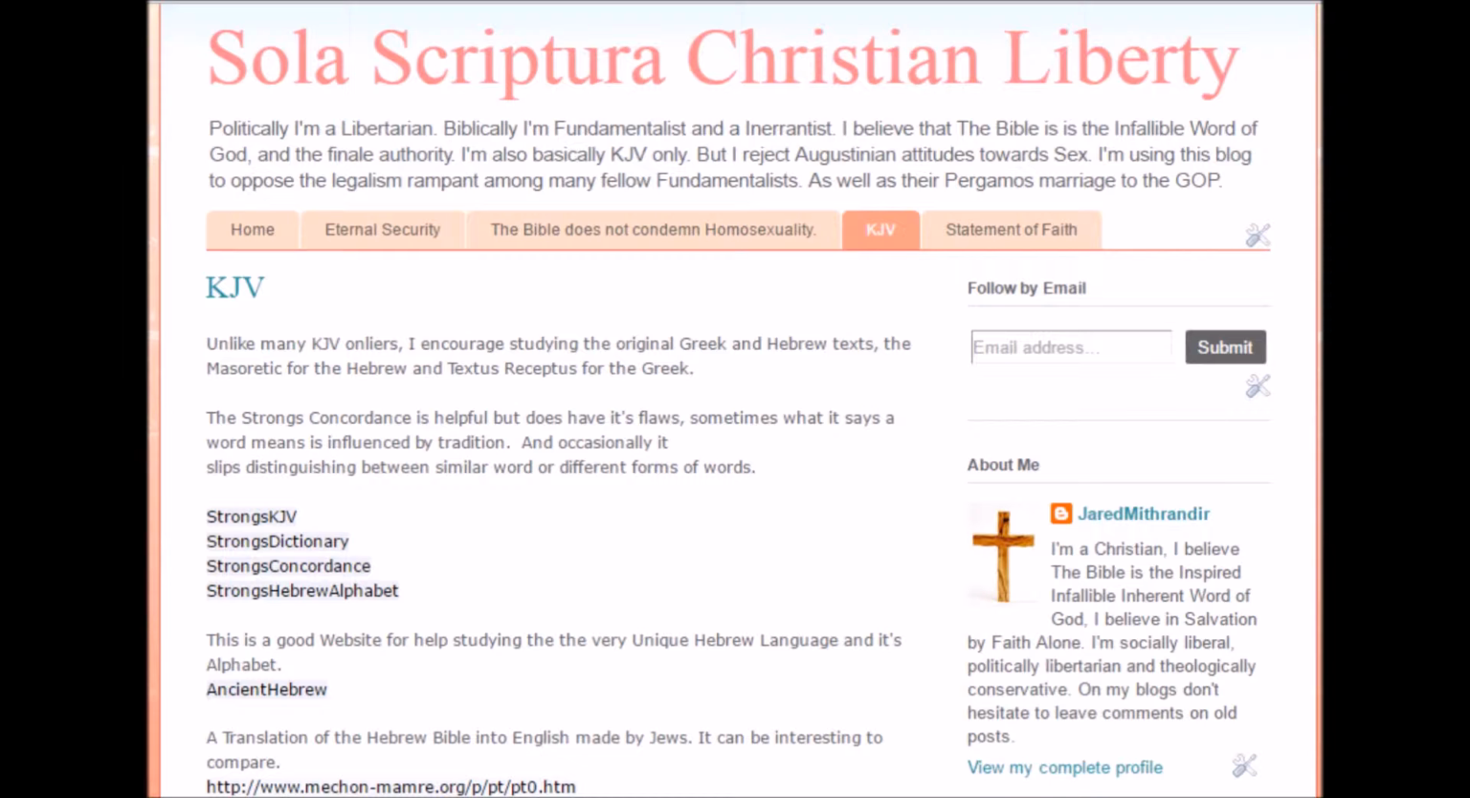And I have some links here to different sites that can help, that sort of put the Strongs online basically, and talk a little bit about the Hebrew language and how it's a pictographic language.